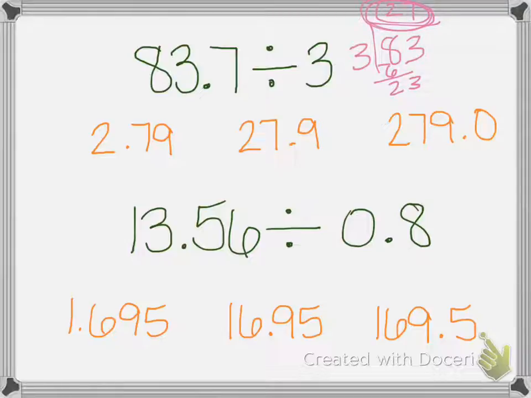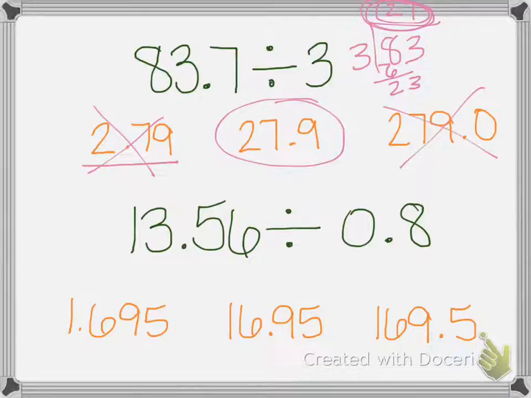So if I look at my answers, 2 and 79/10 doesn't make sense. 27 and 9/10 makes sense. 279 doesn't make sense.